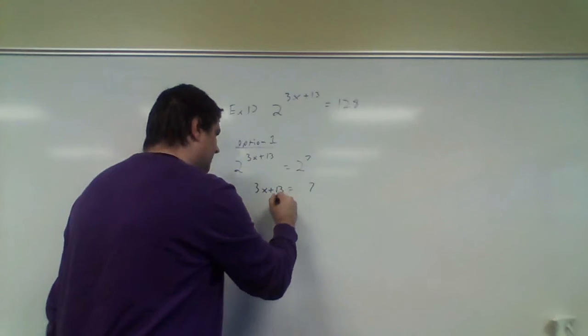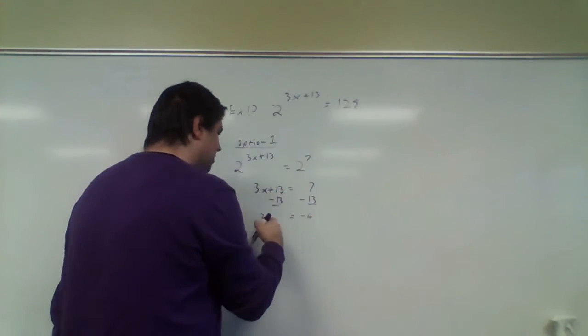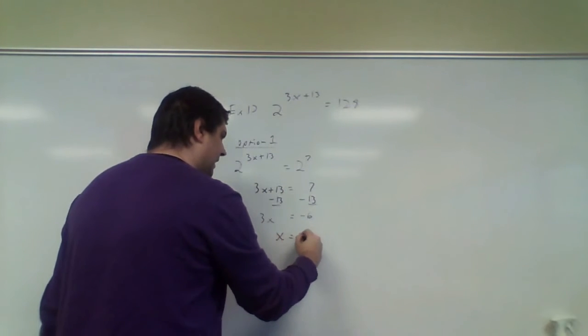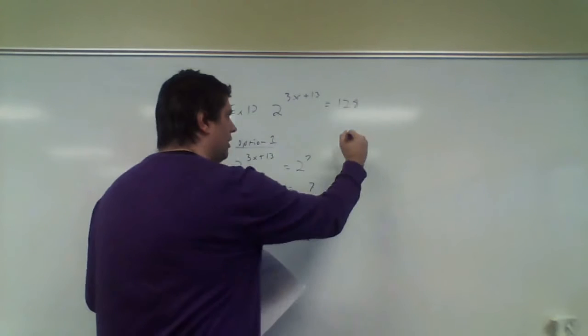Subtract your 13. You'll get 3x equals negative 6. When you divide off that 3, you will end up with x equals negative 2. Okay? The other option is to use logarithms.